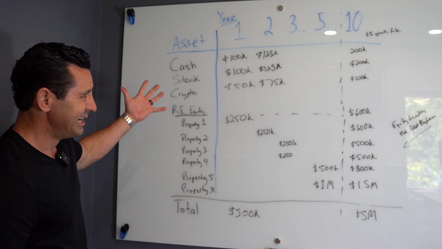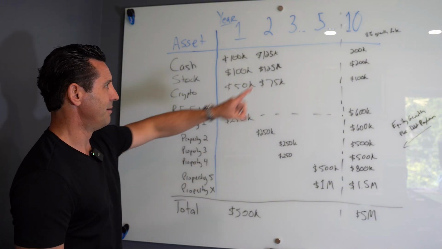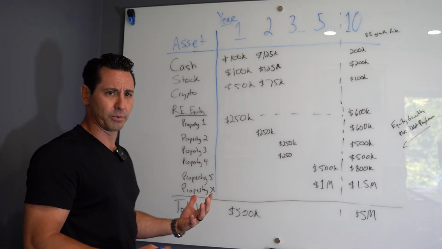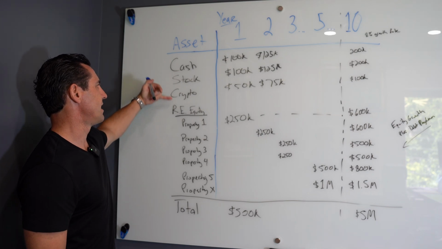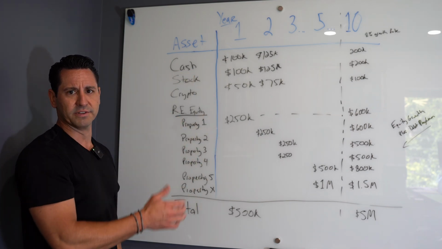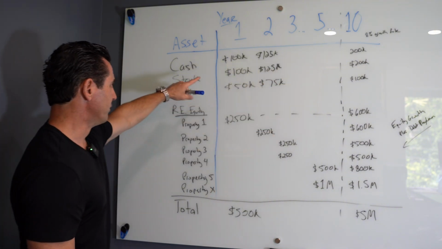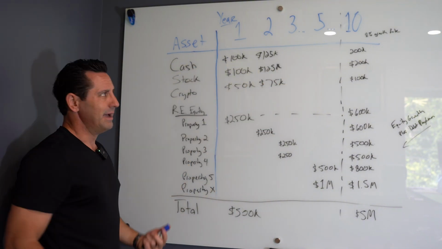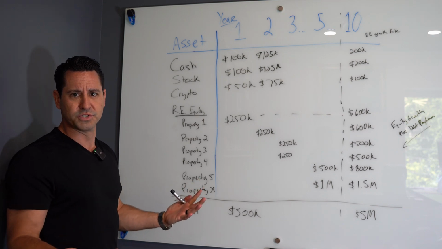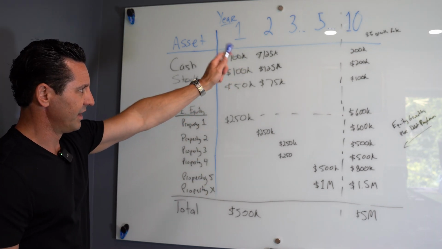In this instance, just a basic model, throwing it up here. I'm assuming about an 8% growth rate. So in the very basic model, cash, stock, crypto, that's gonna go up and down over the years, but roughly over the next 10 years, 8% growth. So if it was $100,000 in year one, at 8% growth over 10 years, it almost doubles. So I've got that over there on that side.